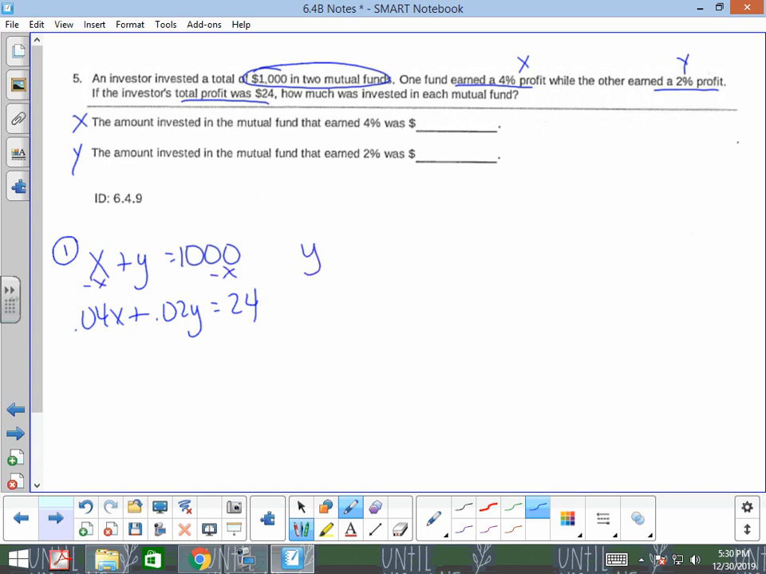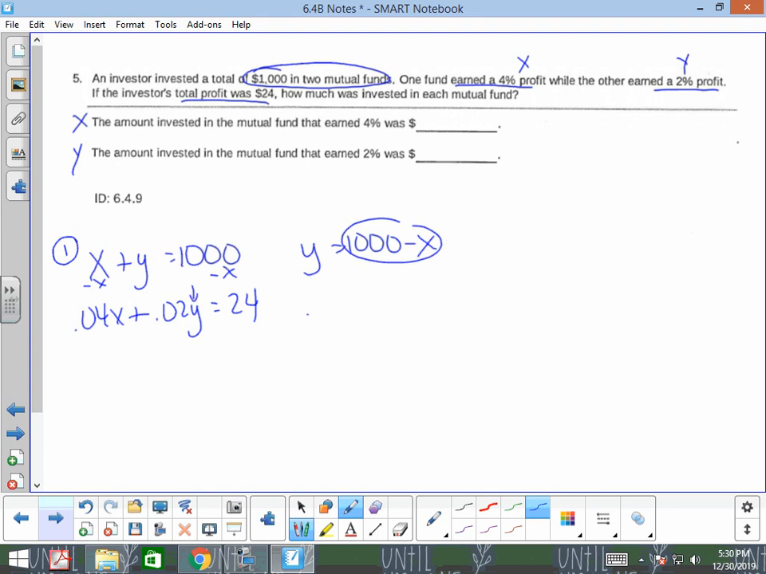So y is equal to 1,000 minus x. And the reason I'm doing this is so I don't have to deal with too many decimals, and this makes it a little bit easier. But again, it's your choice. If you want to use elimination, that's fine. All right, so I'm going to put 1,000 minus x right here for y.